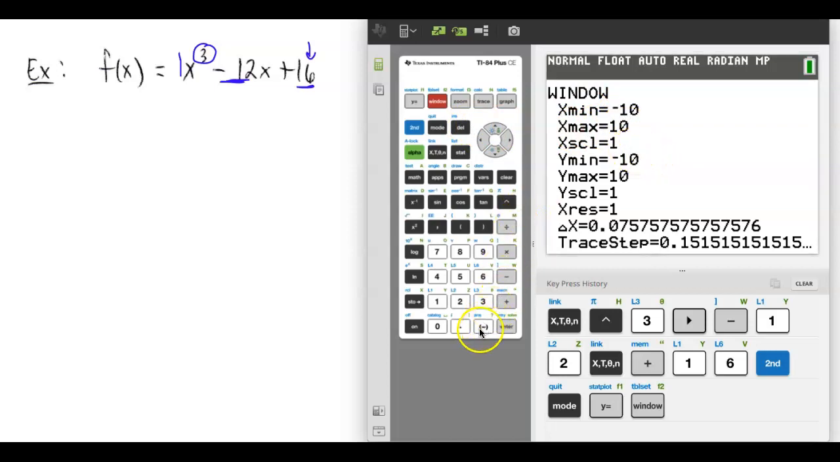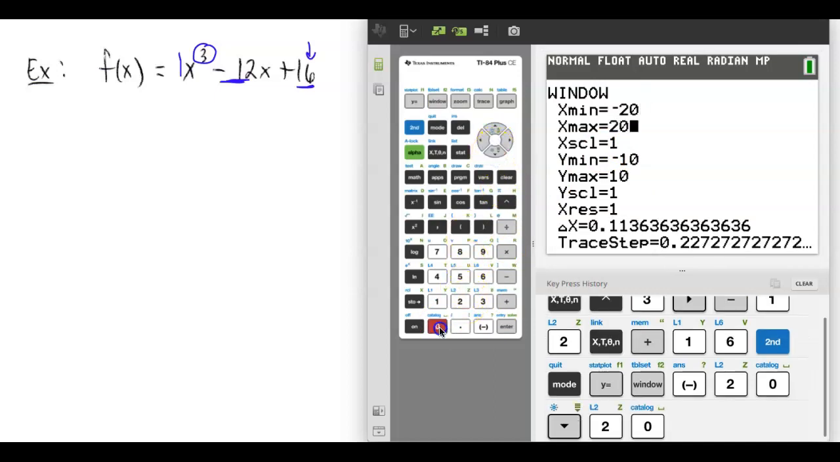So what I'm going to do is type in a negative 20 for the x min, and a positive 20 for the x max, just to give myself a little room. Okay, so from that point, then I have everything that I need.